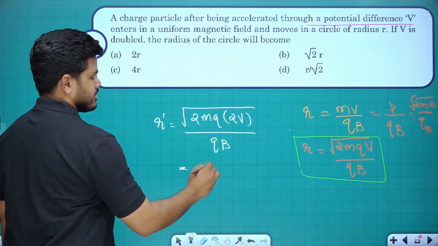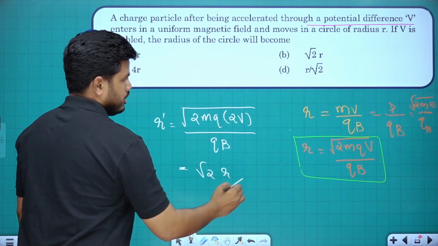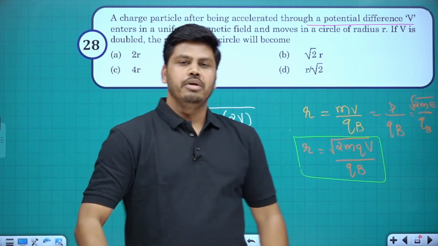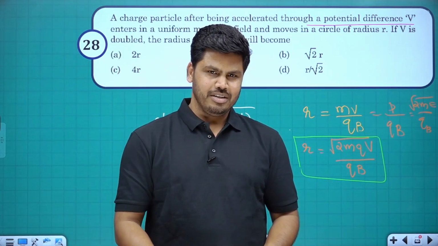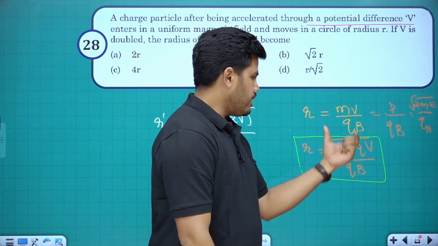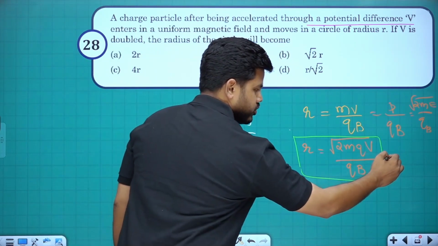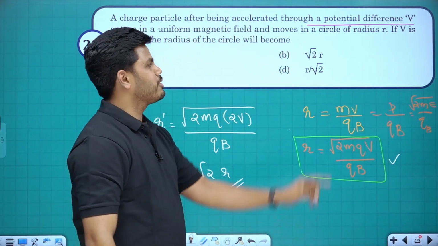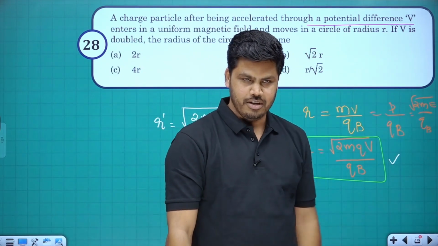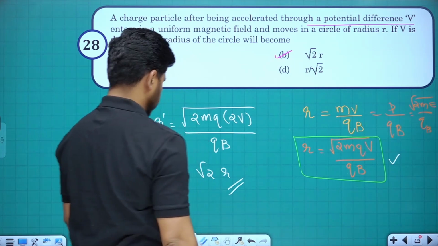So we are getting an extra term root 2 only, right? Root 2 times, this is nothing but r. So the new radius will be root 2 times its initial value, right? So it's a direct substitution from the equations. Like we have radius of the circular path, 3 different forms of the equation. We have taken the equation with accelerating potential, because the question was talking about accelerating potential. Okay, so option B is the right answer.